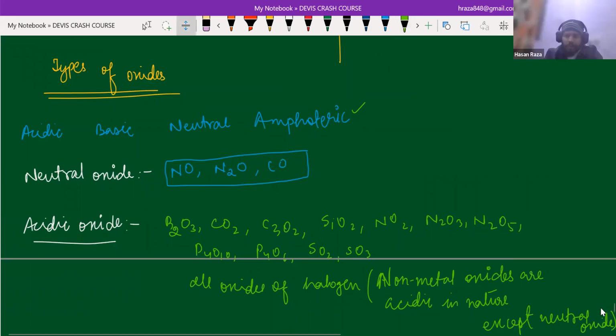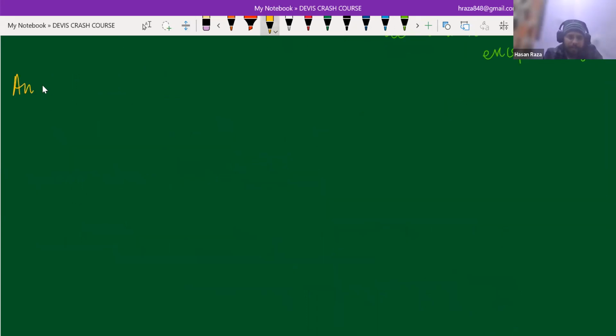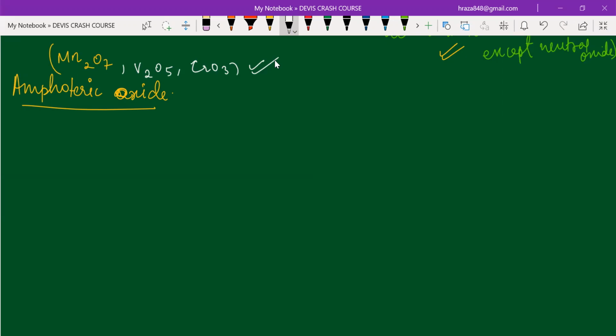Then I'm going to give you this list of amphoteric oxides. See, we did this in acidic oxides. We need to write Mn2O7. This is acidic oxide. We will see how it is acidic oxide, and also V2O5, and then comes your CrO3. These are all acidic oxides. I will tell you why.